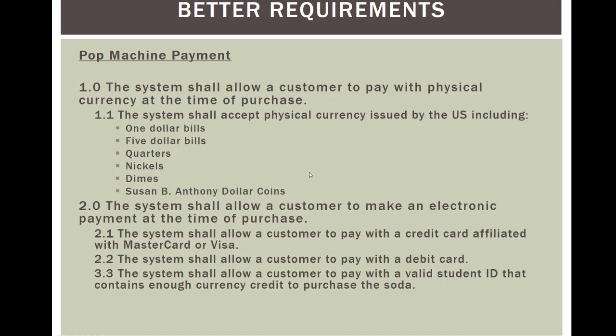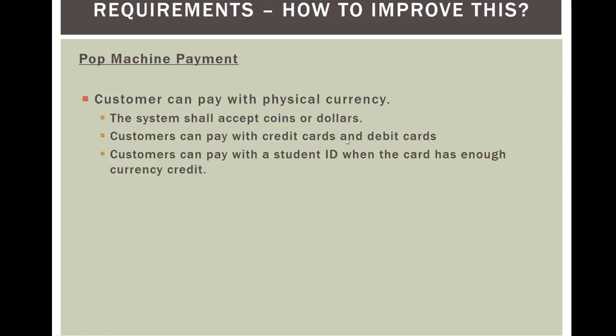And here we go. So the system shall allow a customer to pay with physical currency at the time. So we broke that down, right? So we had physical currency, and then down below that they can pay with a student ID, or they can pay with credit cards and coins and dollars. Okay, so here they had things that are sub-requirements, right? So it's physical currency. This system shall accept coins or dollars is actually a sub-requirement of this. Customers can pay with credit cards and debit cards. That's actually a totally different requirement, right?